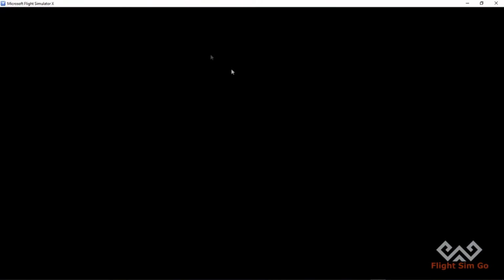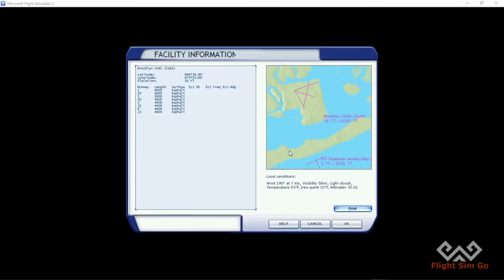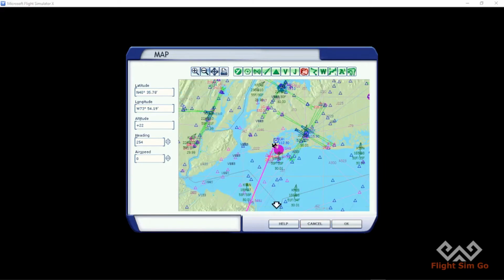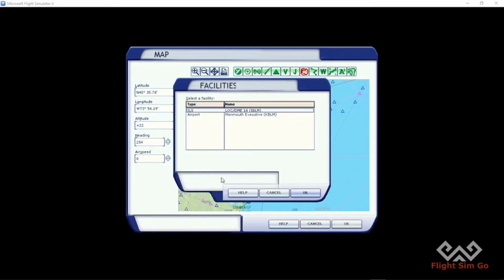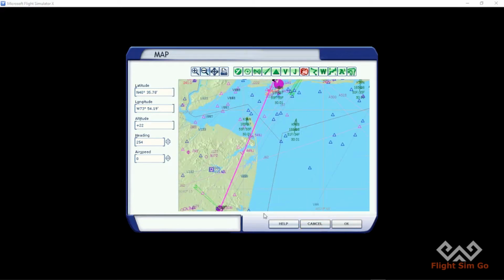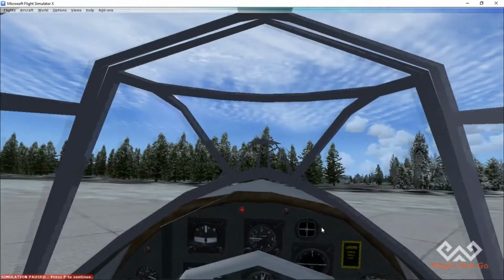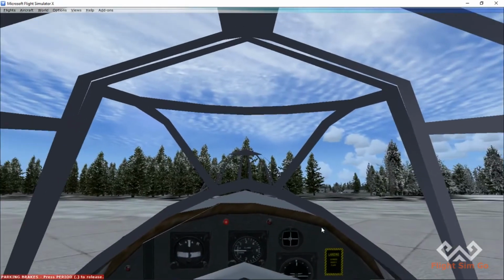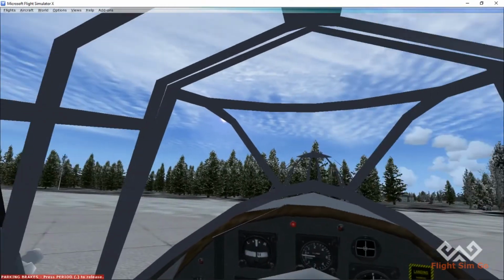Today we are in Brooklyn CGAS, which is Charlie Golf Alpha Sierra. And we are going to keep flying south until we reach the airport of Monmouth Executive, Kilo Bravo Lima Mike. Which shouldn't be much of a stretch, we'll see. So yeah, let's get to this thing.